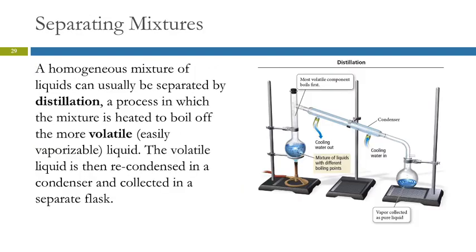What if you have a homogeneous mixture of liquids? Say alcohol and water. They mix together. And what if you need to separate the alcohol from the water? How could you do that? Distillation. So you put your homogeneous mixture of liquids in here and you heat it up. The more volatile liquid, the liquid with the lower boiling point, will boil first and go into the gas state. Now we want to keep that liquid. We don't want it to just go away.